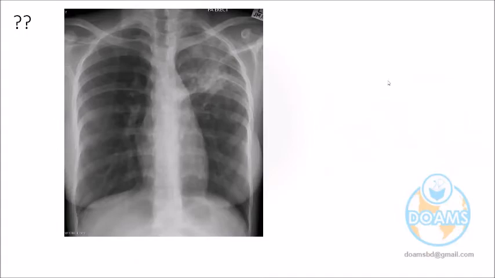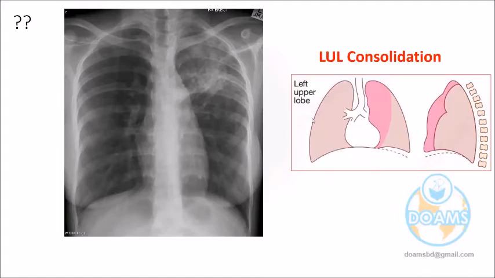Here, what you are looking and give me diagnosis. Where is the finding? Left side. Left consolidation, upper. Left side, left upper, right. So left upper lobe consolidation.